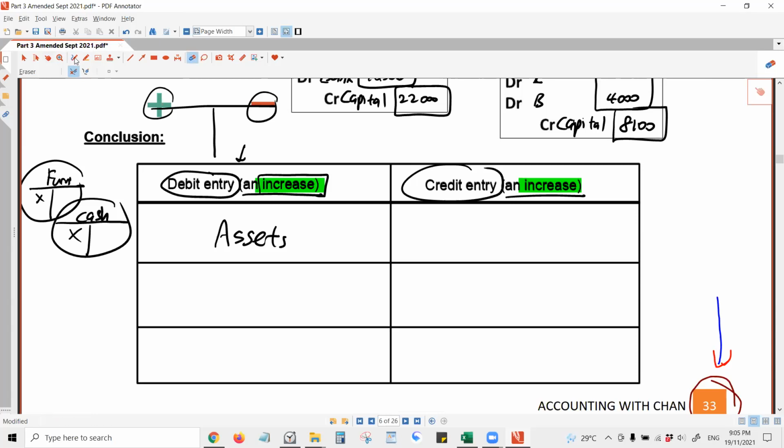Next one, we look at expenses. For expenses account, debit means an increase. You pay more for expenses. I give you one example. Rent account. Rent is an expense, right?